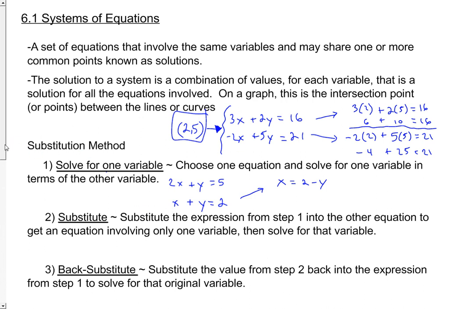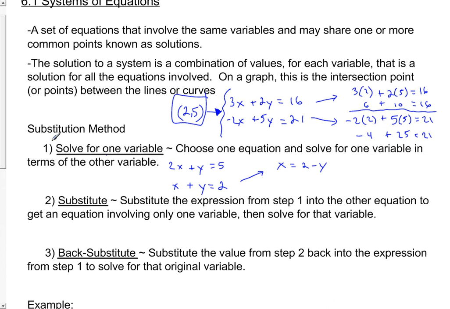There are several ways to solve a system of equations, and the first method I will show you is the substitution method. To do the substitution method, we first need to solve for one variable. So what we want to do is choose one of the equations and solve for one variable in terms of the other. So if I have 2x plus y equals 5 and x plus y equals 2, I could choose the y from the first equation or the x or the y from the second equation. I would choose those because the coefficient is 1, and it's easier that way.